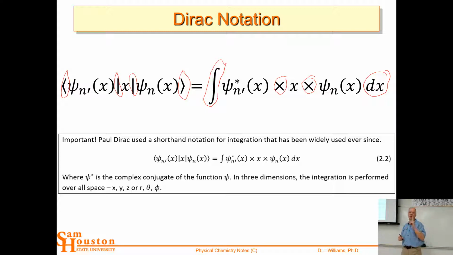But we're just going to stick to one dimension and do this particle in a box where we're integrating only over x. And so today's integrals that you do in lab will just be by dx.